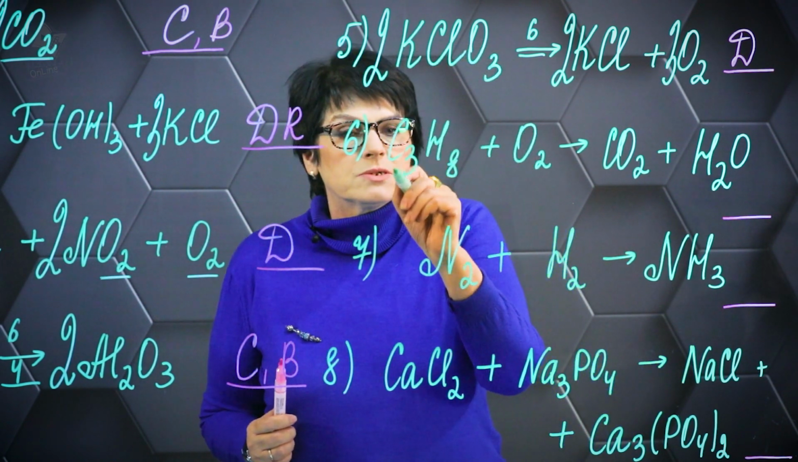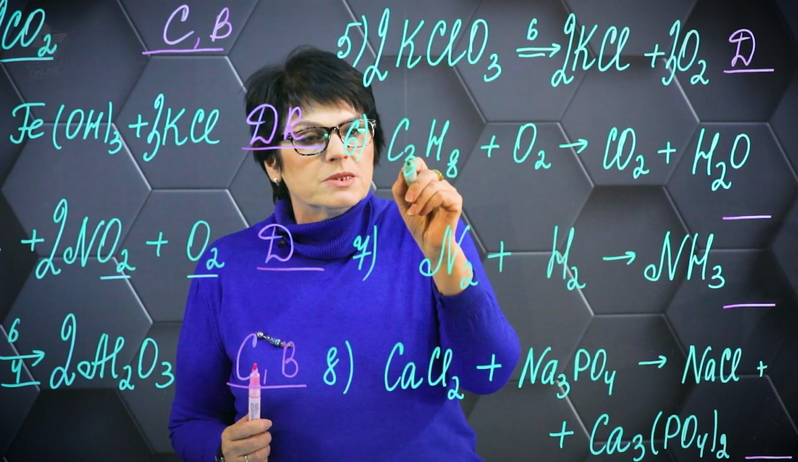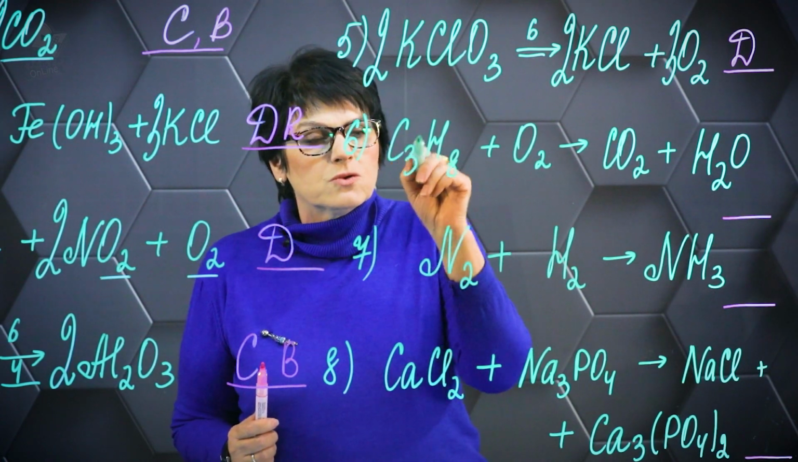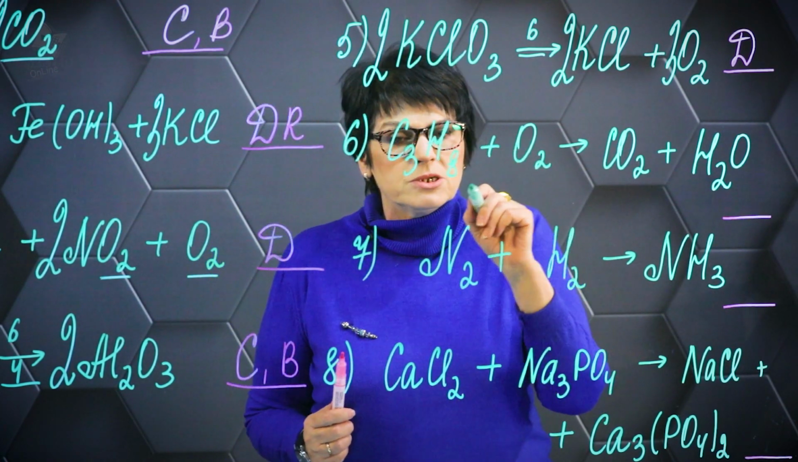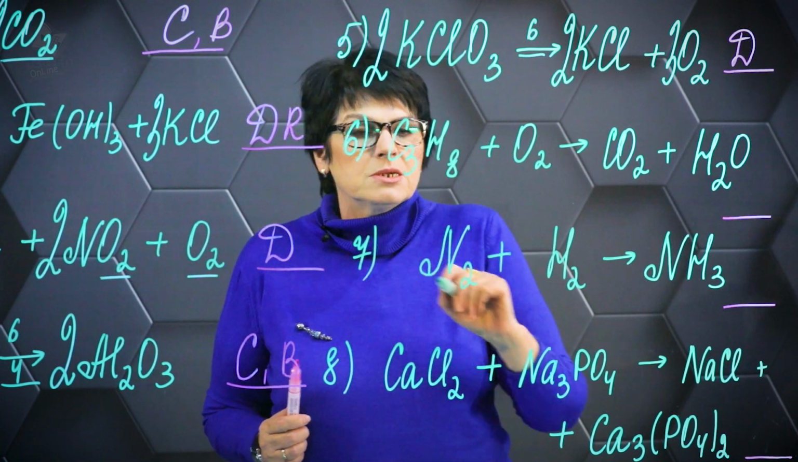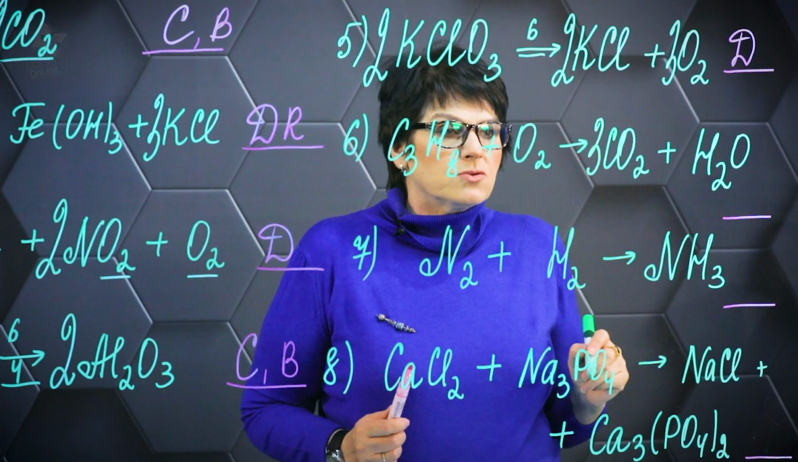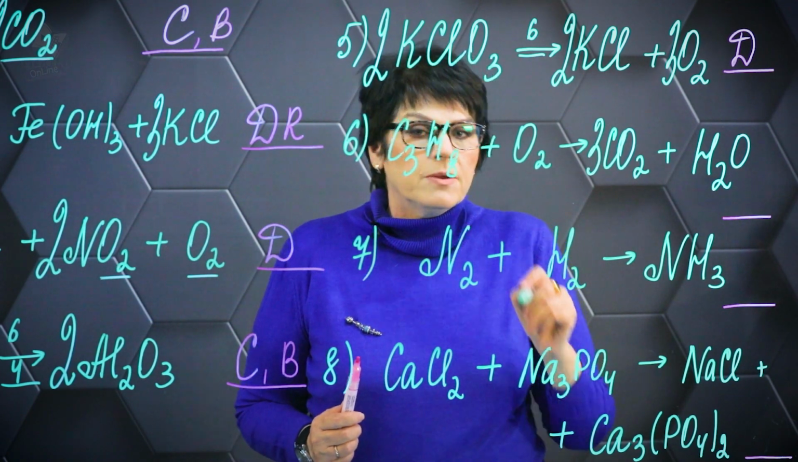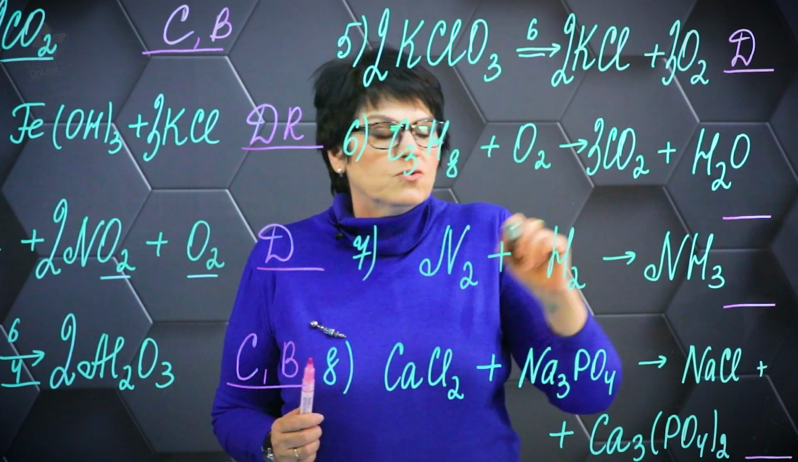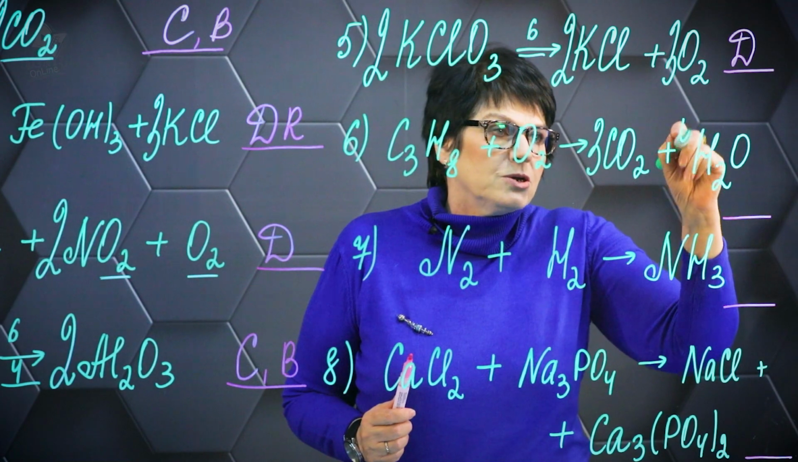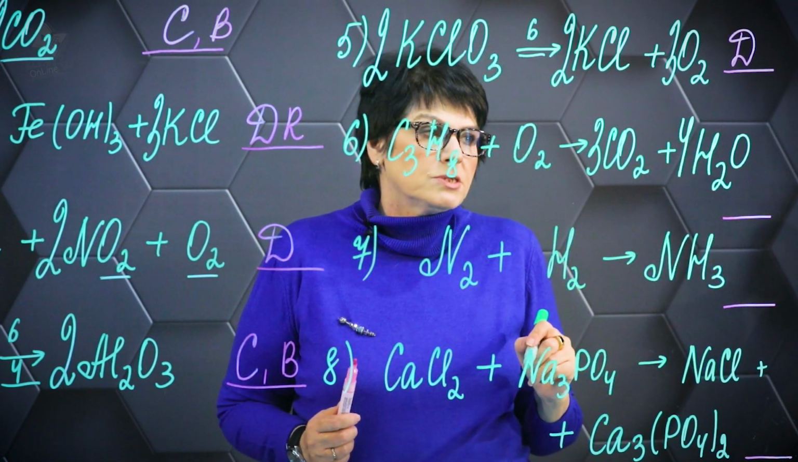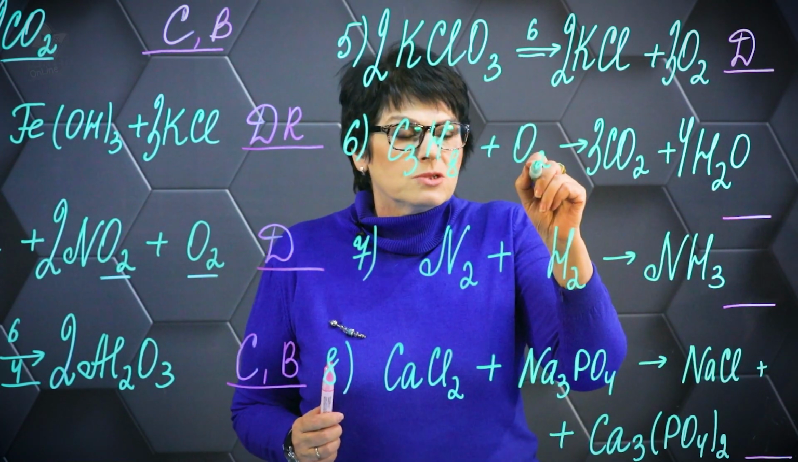We start to equalize. In this type of reaction, we start with carbon, hydrogen, and lastly oxygen. So there are 3 carbons on the left side and 1 on the right side, so we put a factor of 3 in front of CO2. Hydrogen on the left side is 8, on the right side is 2. We put a factor of 4 in front of the formula for water.